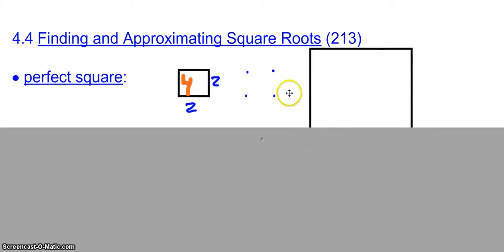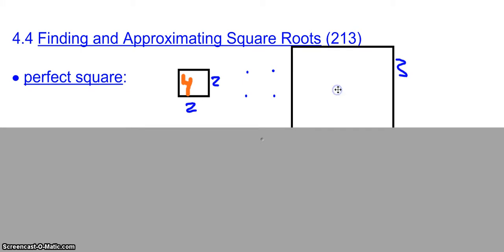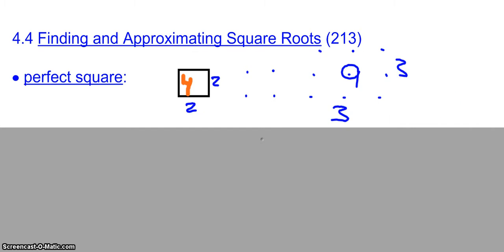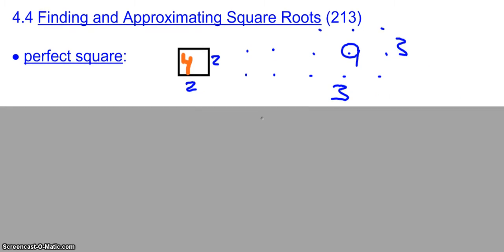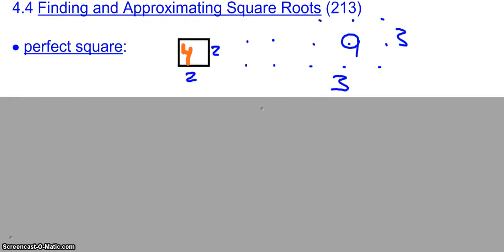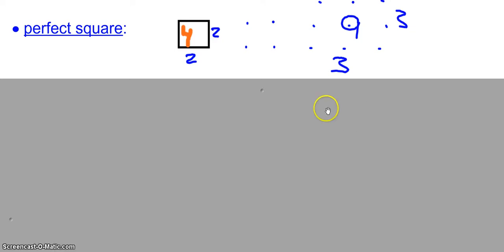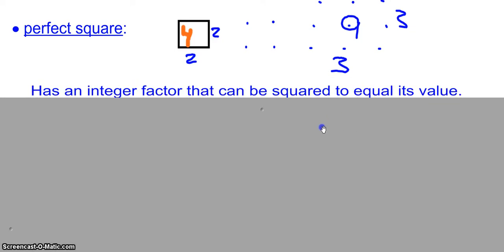We could take the next number up from 2, and that number is 3, and we could square it. 3 rows of 3 give us the next perfect square number, which is 9. Good. So 3 squared is 9. 9 is a perfect square number. So a perfect square number has an integer factor that can be squared to equal its value.